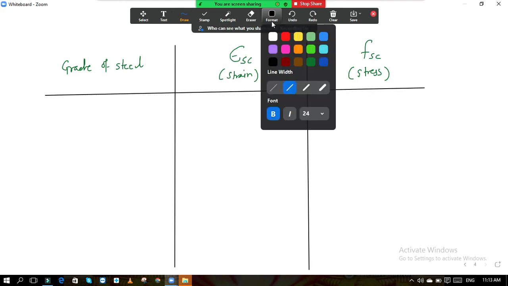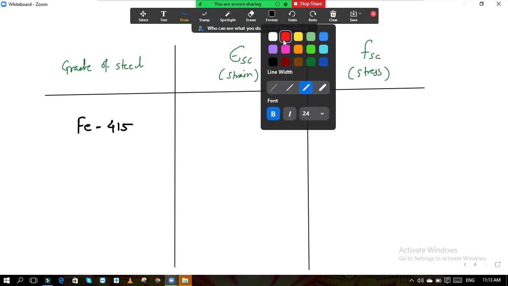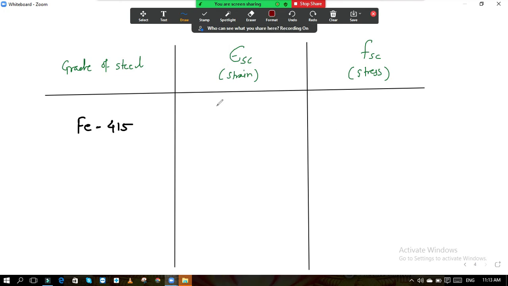First, when the grade of steel is Fe415, the values are as follows. When the strain is 0.00144, the corresponding value of stress is 288.7 Newton per mm square.